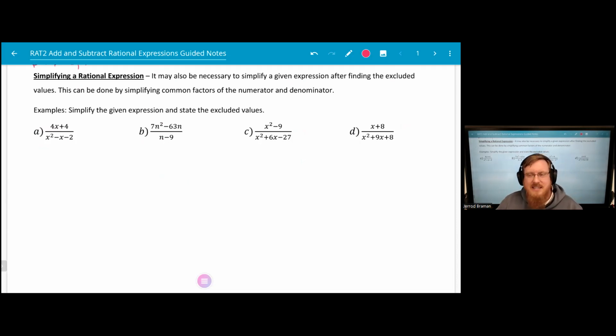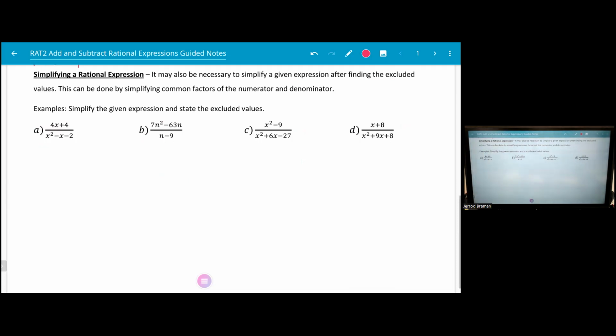We might have to simplify the rational expression. And here's how we do this. What we're going to do is simplify the common factors, that's a big word in there, factors of the numerator and denominator. Remember, factors are things that are multiplied together. You can't have something that's just like x plus 1 that could be a factor on its own, but the x and 1 aren't factors. The x plus 1 is a factor. Let's take a look at what I'm trying to get at here.